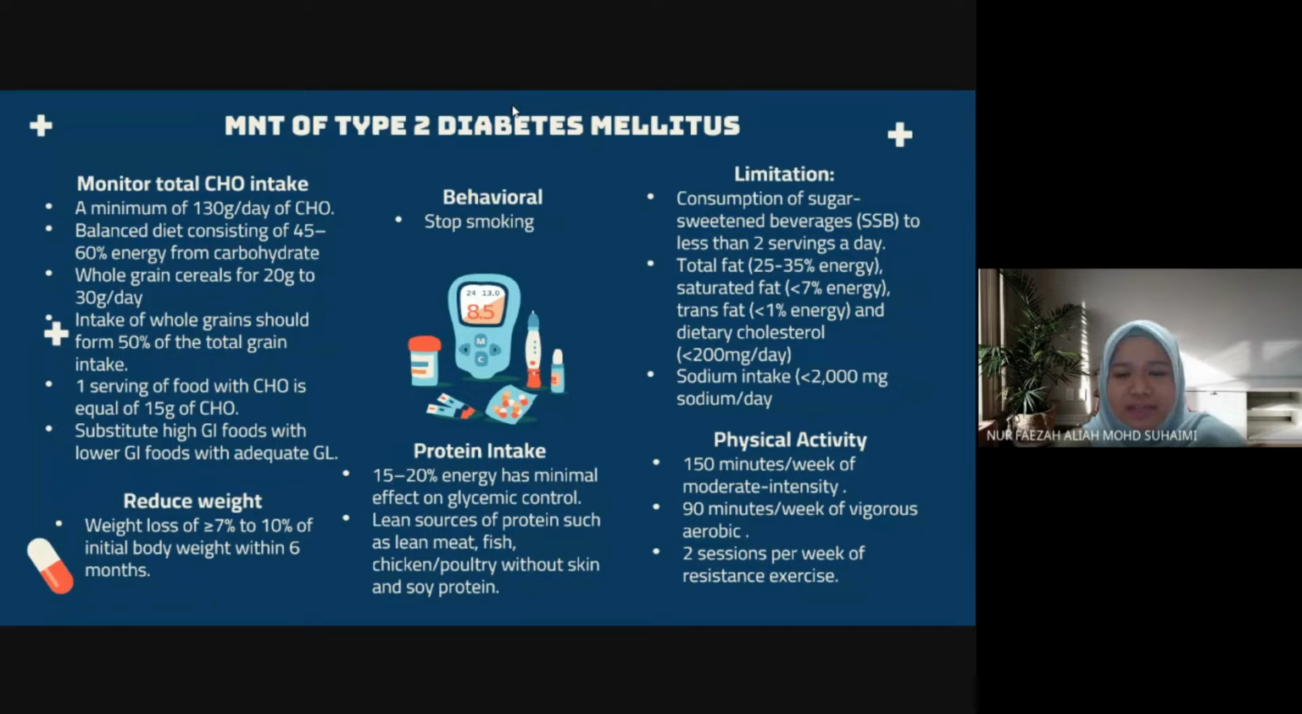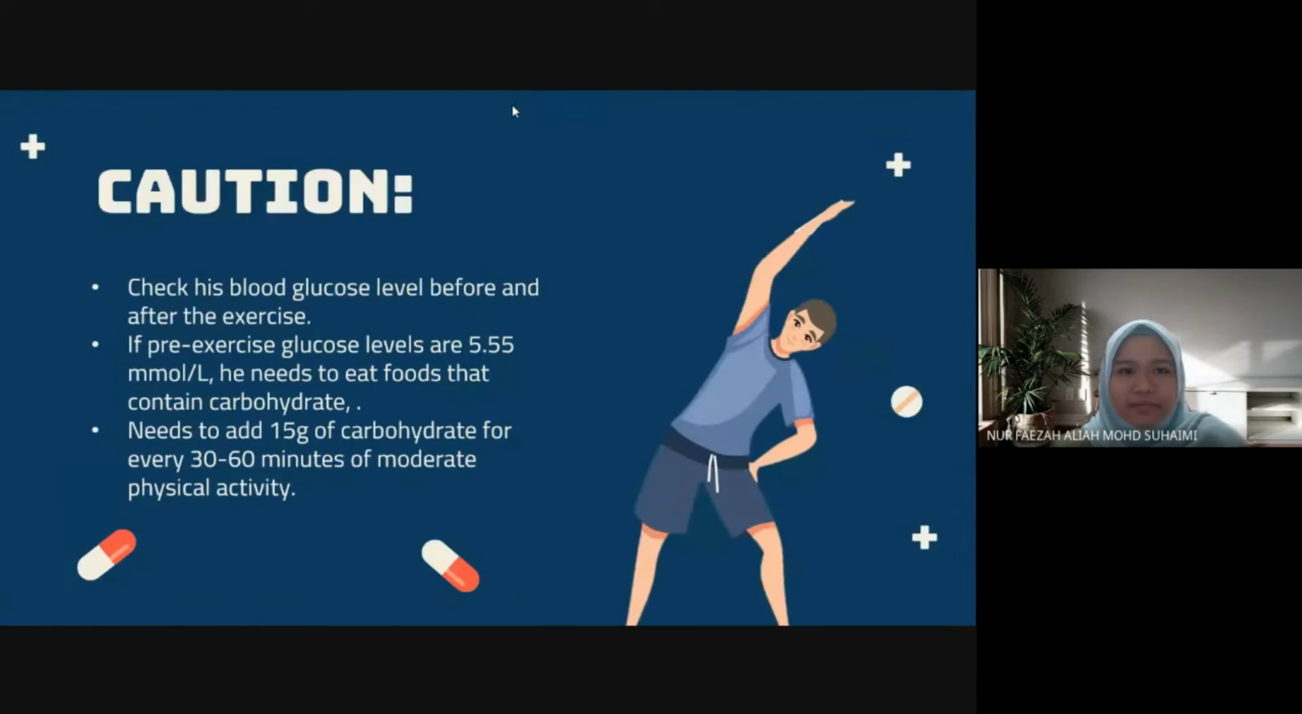For the physical activity, Mr. Siva can do 150 minutes per week of moderate intensity such as fast walking or 90 minutes per week of vigorous aerobic, and he needs 2 sessions per week of resistance exercise. For behavioral, he needs to stop smoking as high content of nicotine will reduce the effectiveness of insulin and also to prevent chronic complications such as heart disease.